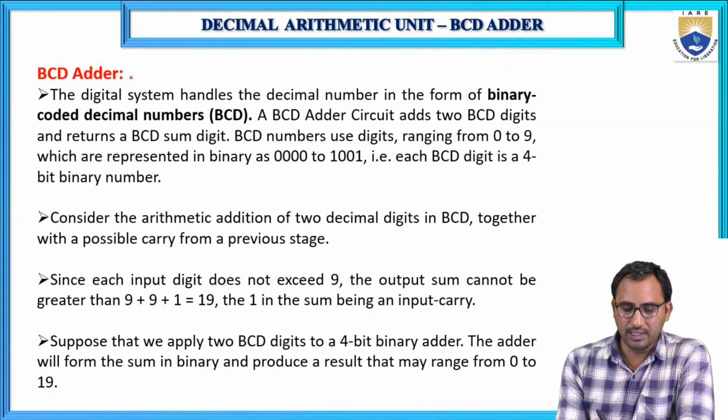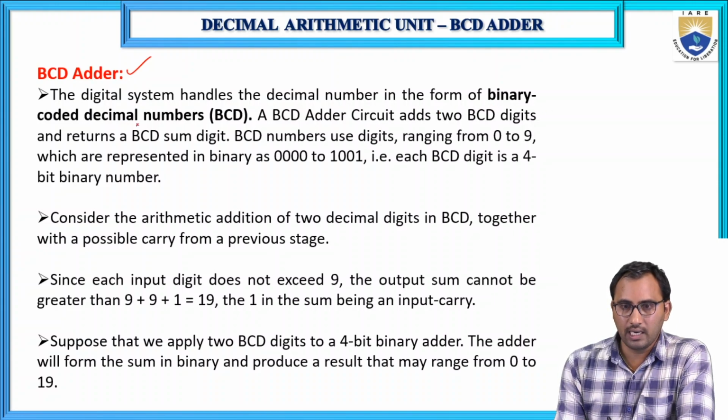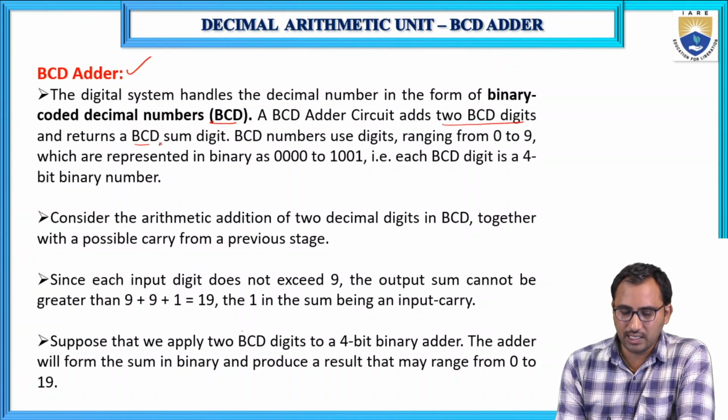Okay, let's see the BCD adder. The digital system handles decimal numbers in the form of binary coded decimal numbers. So a BCD adder circuit adds two BCD digits and returns a BCD sum digit.